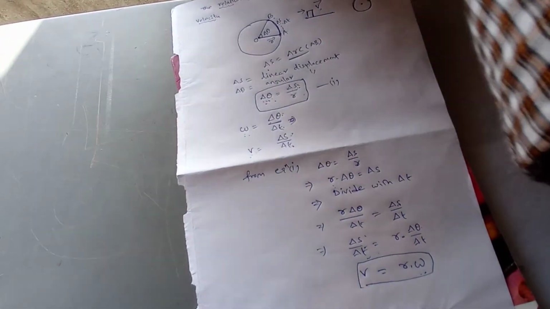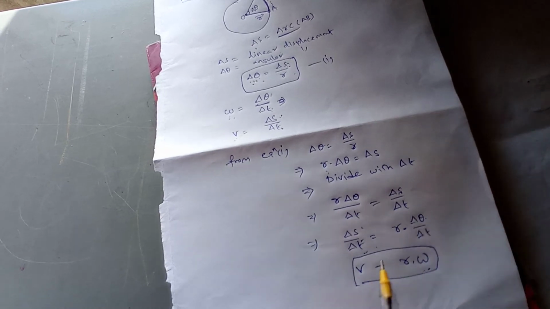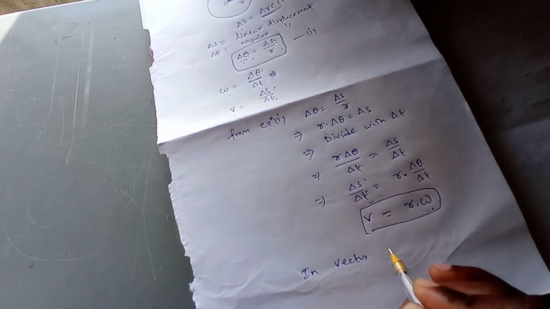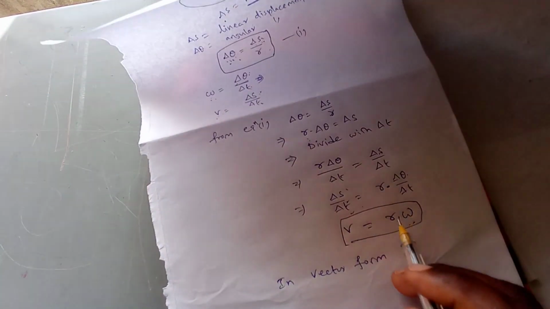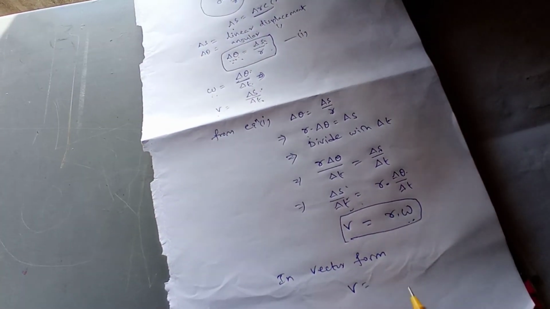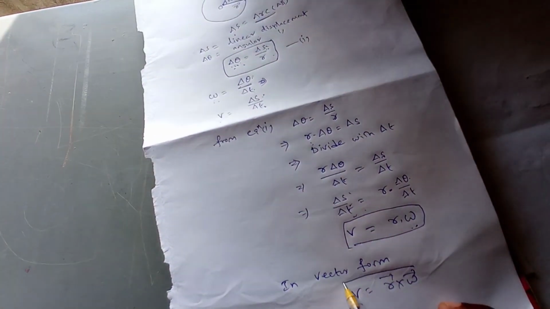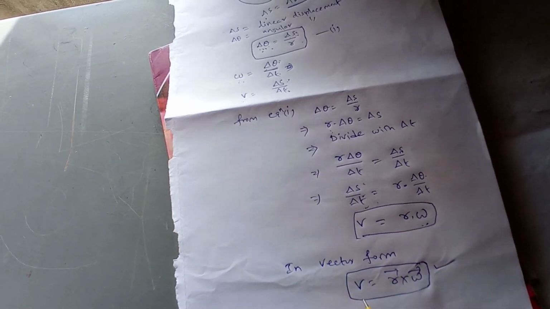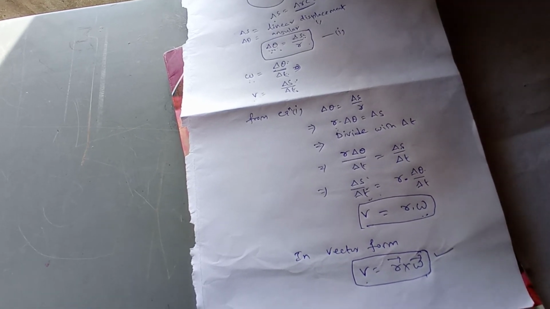So this is the relation in vector form. In vector form, the representation is V equal to r cross omega. This is the relation between linear velocity and angular velocity. Okay, thank you.